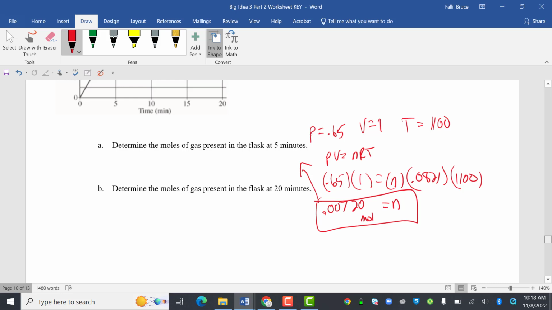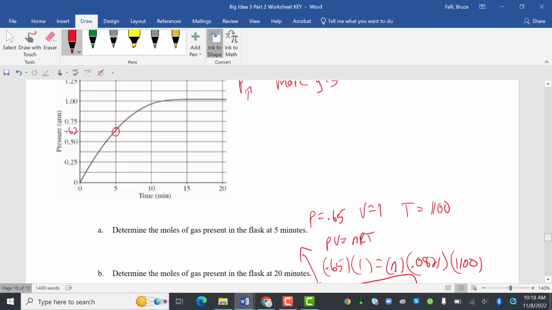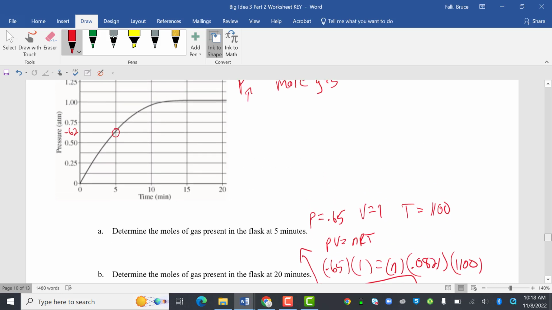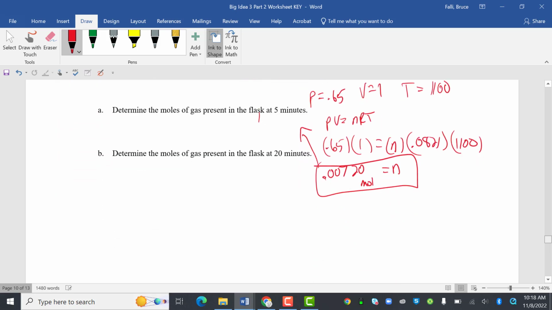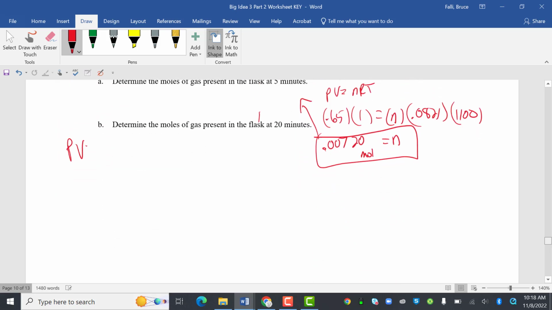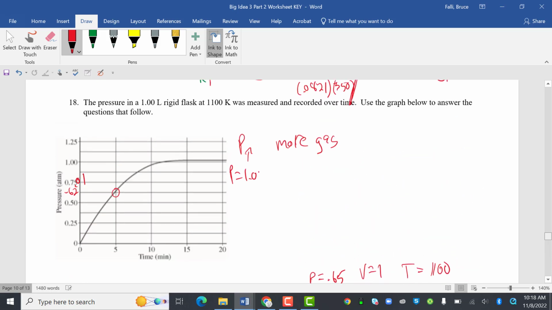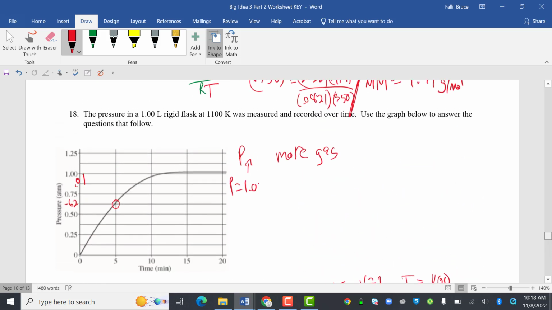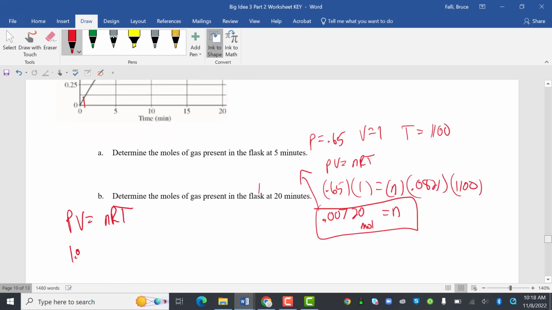Determine the moles present at 20 minutes. So it's going to be almost exactly the same, only the difference is that pressure equals 1.01. So everything else is the same. PV equals nRT. Pressure is 1.01. Now, I'm going to look and see if this is collected over water, because if it's collected over water, we've got to deal with some stuff here. Nope, it doesn't say it's collected over water, so we're okay.